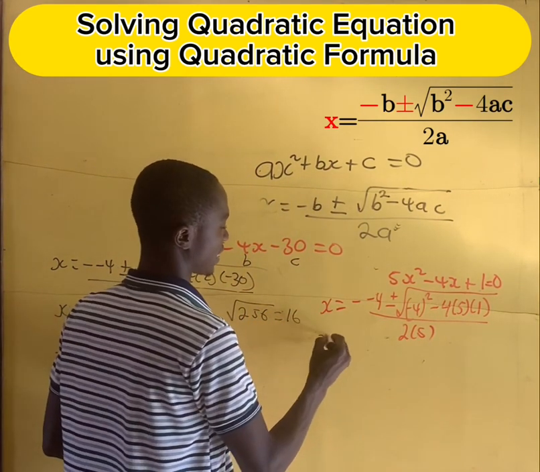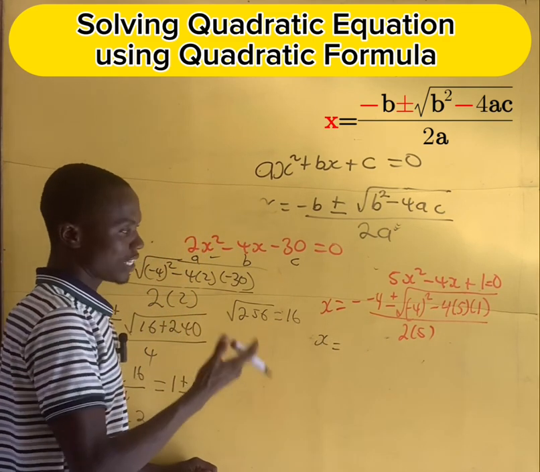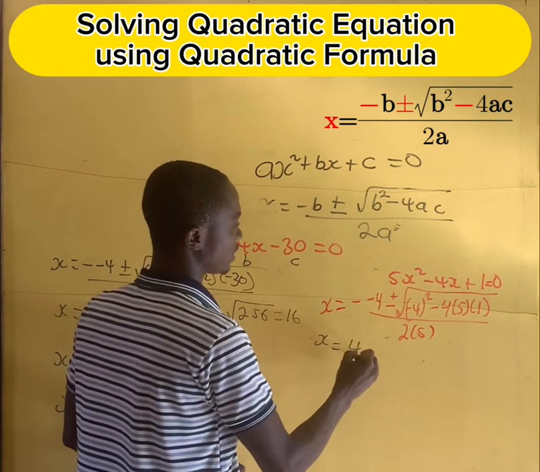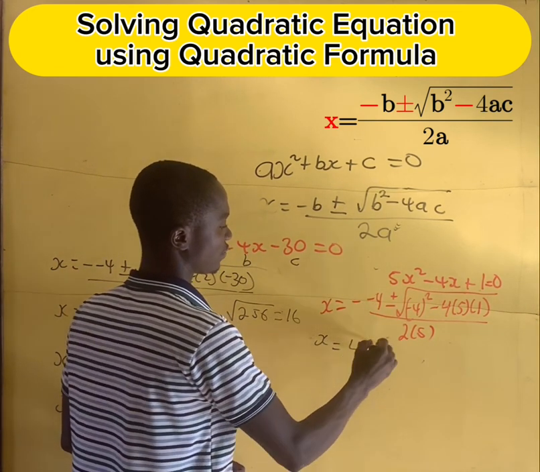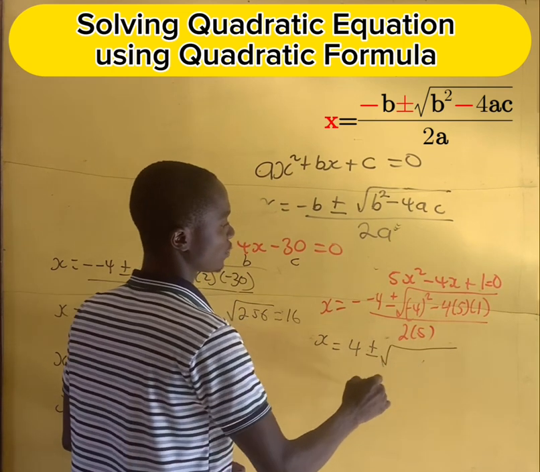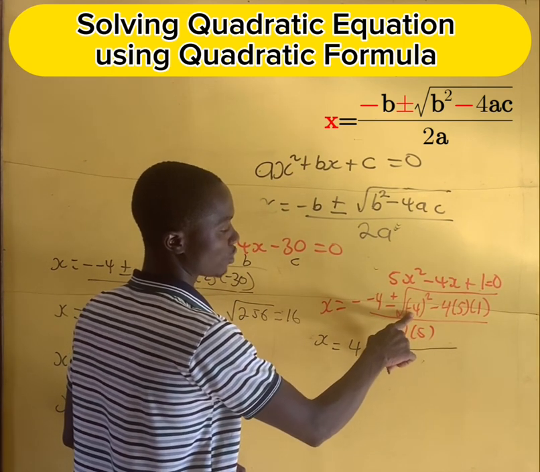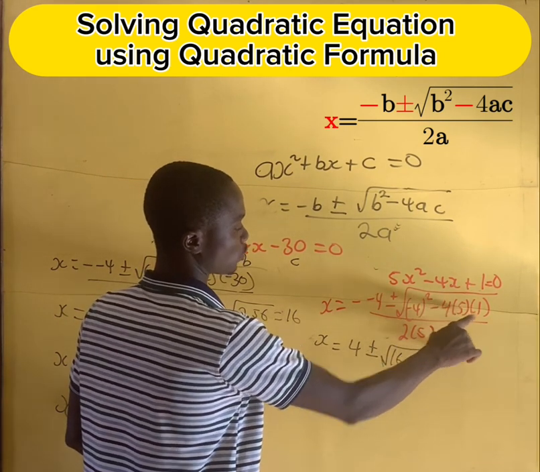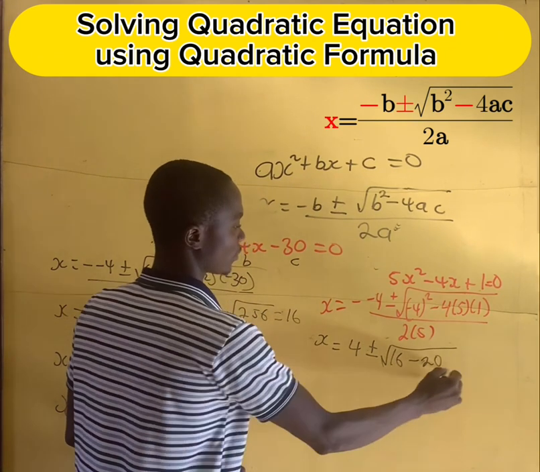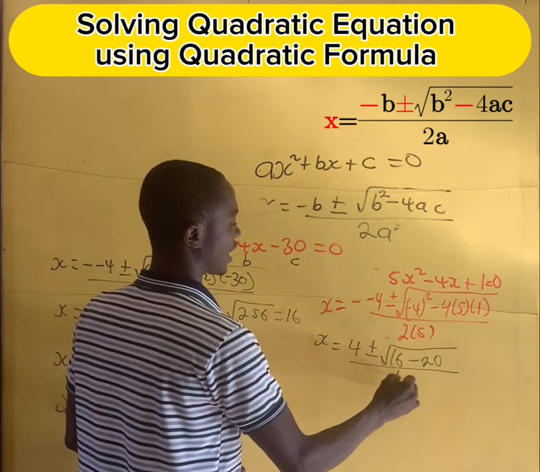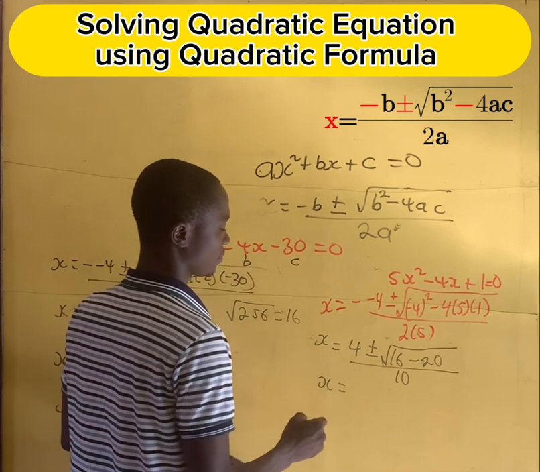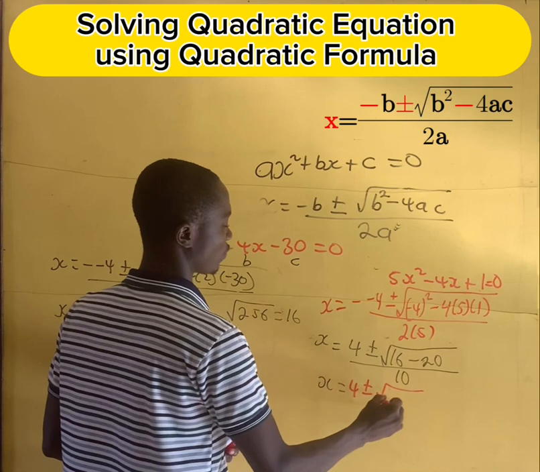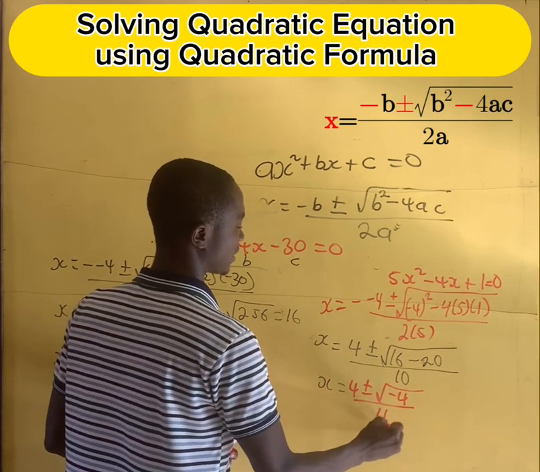So this gives us x equals, wow, I hope you are enjoying it. Let's see how we do this in a very simple way. So this gives us positive 4. Negative times negative is positive. Plus or minus, we take the square root. Positive minus 4 squared is positive 16. Minus 4 times 5, 20 times 1 is still minus 20. All divided by 2 times 5 is 10. So I have x equals 4 plus or minus the square root of negative 4 divided by 10.